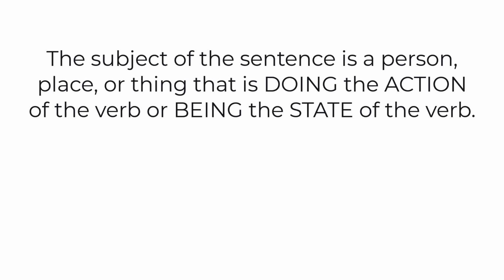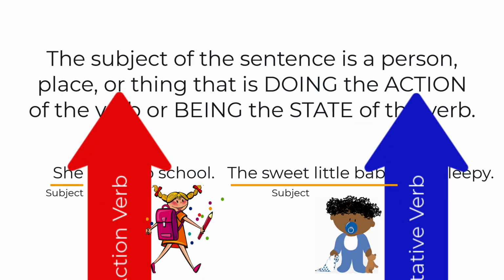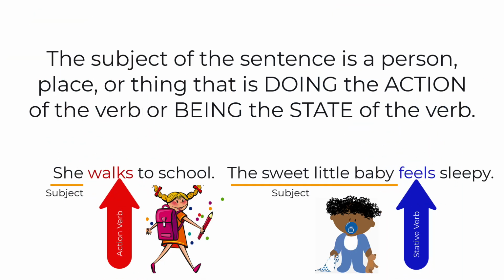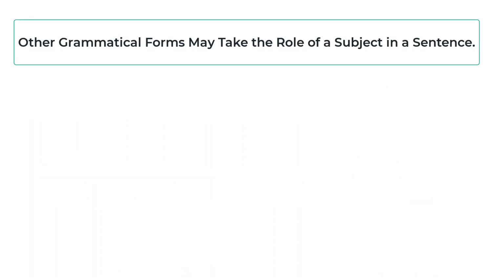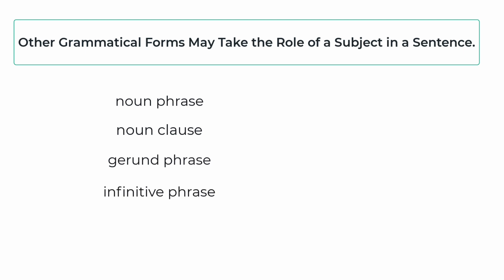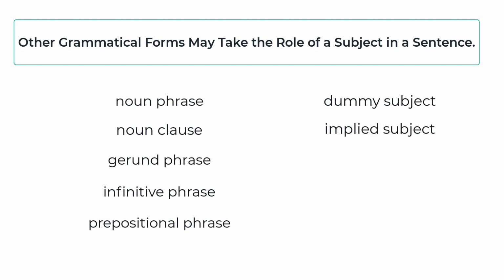The subject of a sentence is a person, place, or thing that is doing the action of the verb or being the state of the verb. When you think of the subject in the sentence, you usually think of a noun or pronoun. But other grammatical forms may take the role of a subject in a sentence: the noun phrase, the noun clause, the gerund phrase, the infinitive phrase, the prepositional phrase, the dummy subject, and an implied subject.